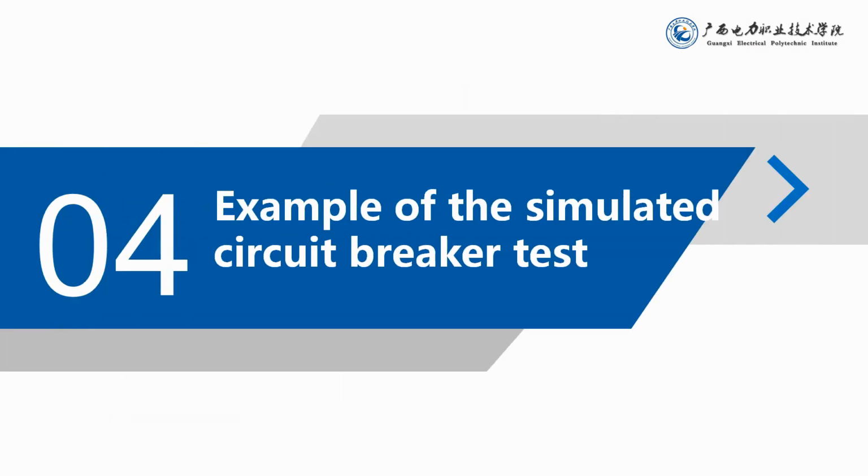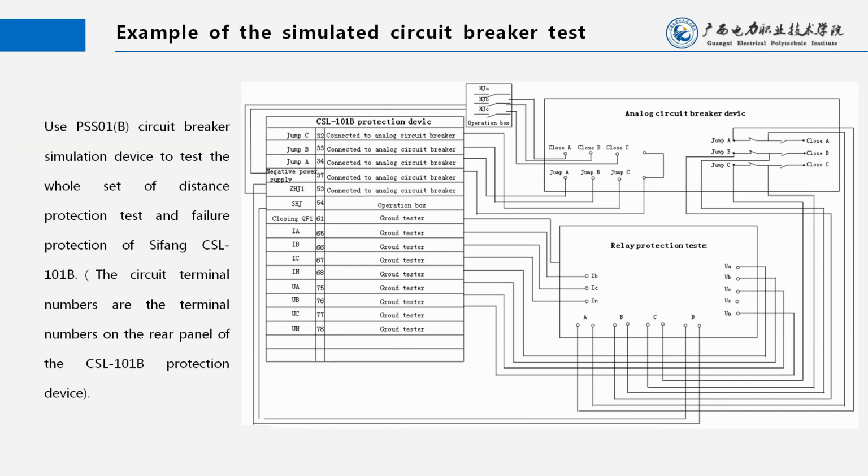4. Example of the simulated circuit breaker test. Use PSS01B circuit breaker simulation device to test the whole set of distance protection test and failure protection of CFONG CSL101B. The circuit terminal numbers are the terminal numbers on the rear panel of the CSL101B protection device.